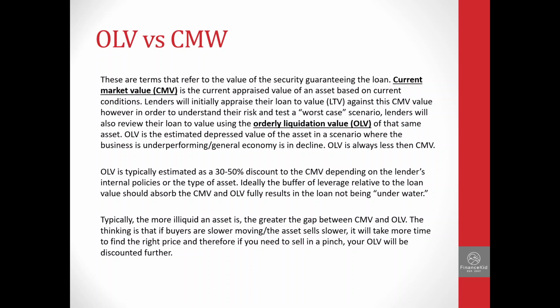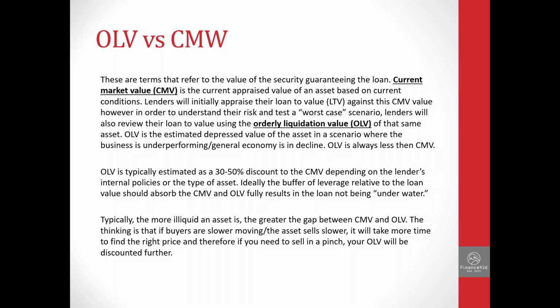Now, you can take that CMV, which feeds into OLV. Lenders will typically write down CMV and test the worst case scenario, and that is ultimately what OLV is. When you have the CMV, you already have the OLV, because the CMV is the current value of the asset, the property, whatever the case is. The OLV is the marked down, discounted version of that valuation in a worst case scenario. Typically OLV is essentially the estimated depressed value of that asset in a scenario where the business is underperforming or the economy is underperforming.